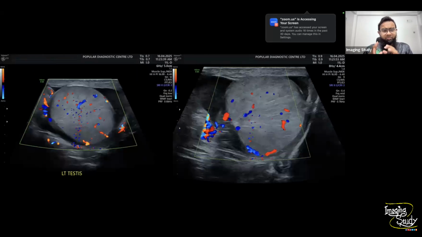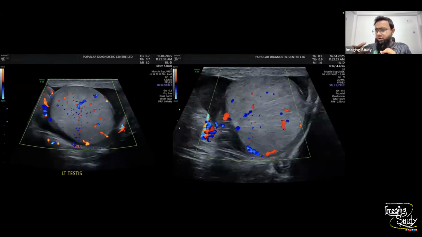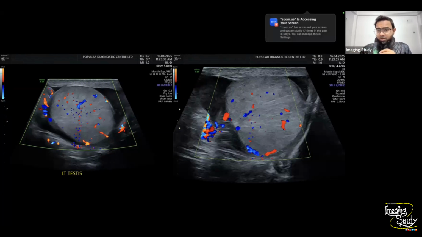So let's jump into another preset. Whenever I feel confusion, I go for the musculoskeletal setup because it gives crazy good vascularity in my machine. So I checked the left testis with the musculoskeletal setting and took the vascularity, and still we can see a good amount of vascularity. This is not the high vascularity of orchitis, and this is not the vascularity of torsion.